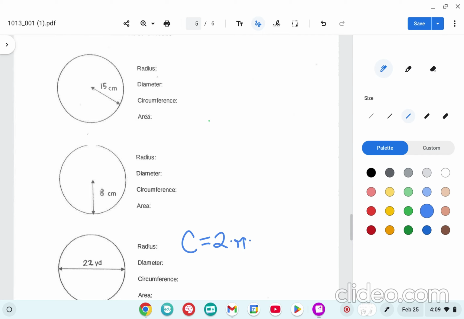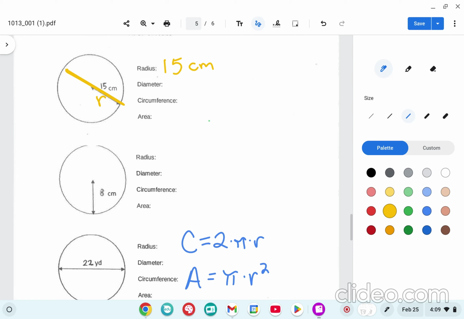On our first problem, the radius is 15 centimeters. That's the distance from the center of the circle to the outside. And the diameter is exactly twice as much. Always, the diameter is twice as much as the radius. So the diameter in this case is going to be 30 centimeters. You're always just going to simply double the radius to find the diameter.